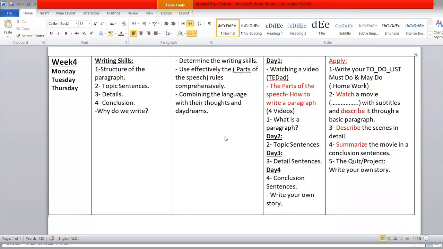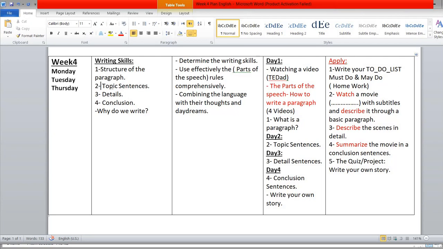Today I'm going to show you our plan for week 4, what we're going to cover in English. Well, week 4 we have 3 sessions: Monday, Tuesday, Thursday. Week 3 we discussed reading strategies together. Today we're going to discuss writing strategies or writing skills. Well, we have a structure for writing a paragraph.